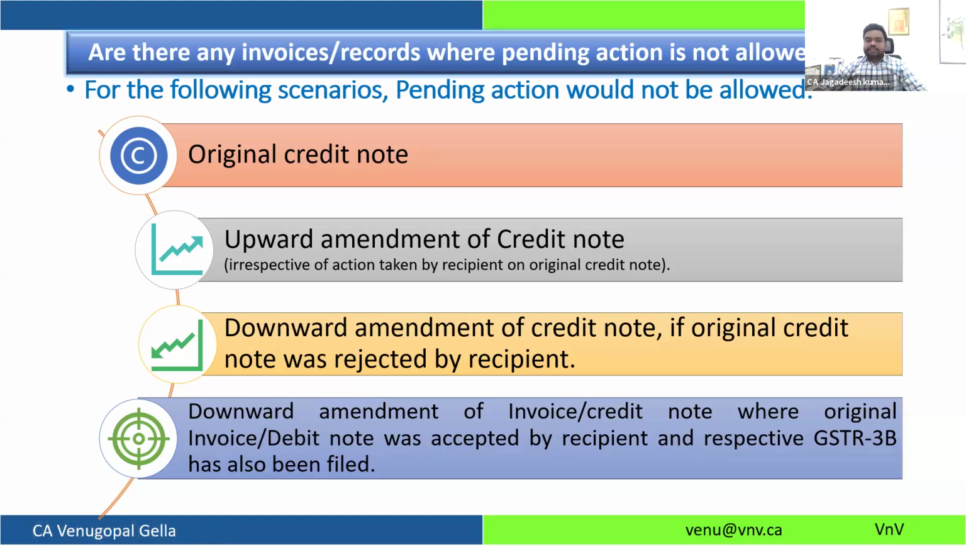In that case, if I accept it, my ITC will get reduced. If I reject it, whatever ITC my supplier has reduced will get added to his liability. So by doing so, there is no loss to the revenue. For this reason, they have restricted the pending action for all these types of invoices.